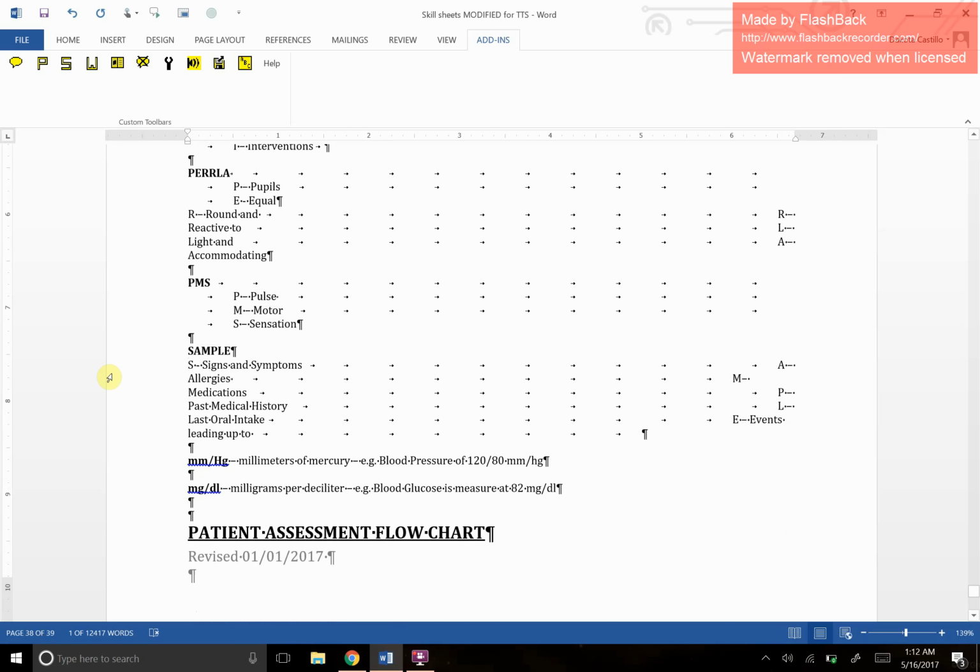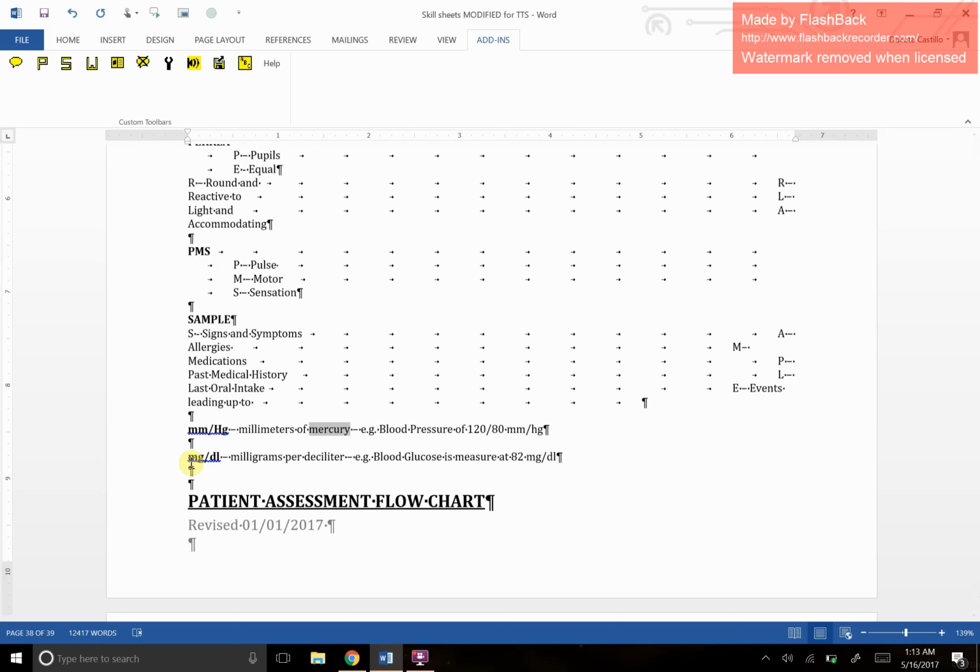SAMPLE. S. Signs and symptoms. A. Allergies. M. Medications. P. Past medical history. L. Last oral intake. E. Events leading up to.